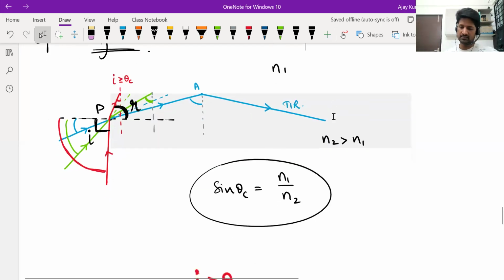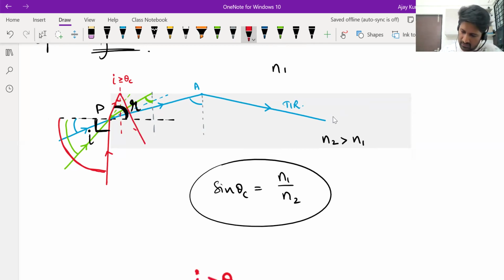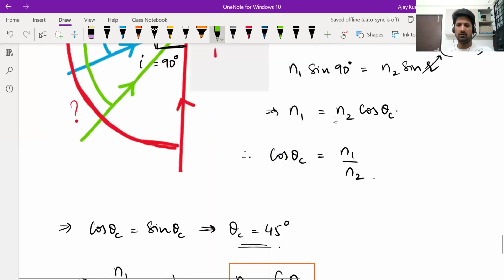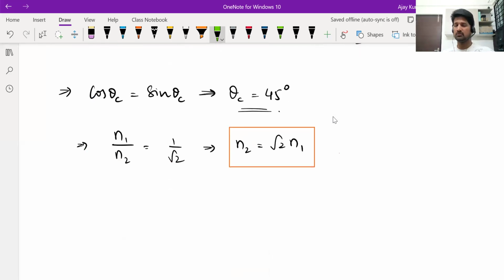Because if that red ray is undergoing total internal reflection, then definitely every other ray will undergo total internal reflection. Yes or no? Yes. So we took that red ray and we derived a condition between n1 and n2. And we got n2 is equal to root 2 times n1. The density of the fiber should be root 2 times the density of the outside material. Is it clear?